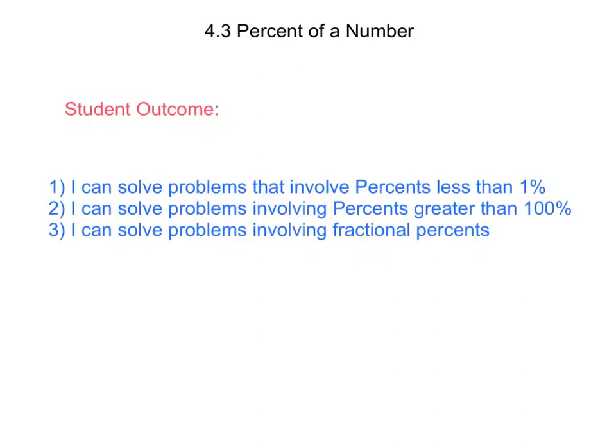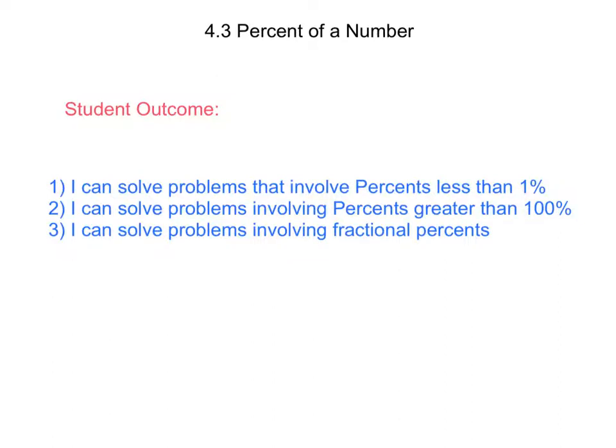B's math class. Today we're going to look at 4.3% of a number. So there's actually three student outcomes today. The first one is I can solve problems that involve percents less than 1%. Two, I can solve problems involving percents greater than 100%. And three, I can solve problems involving fractional percents. So what exactly does that mean?